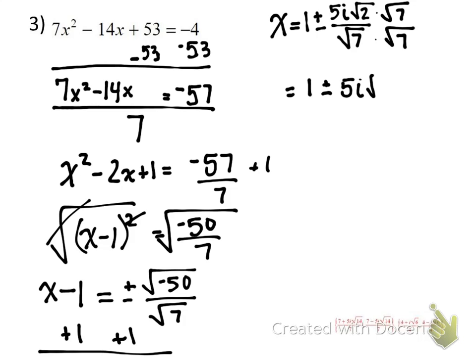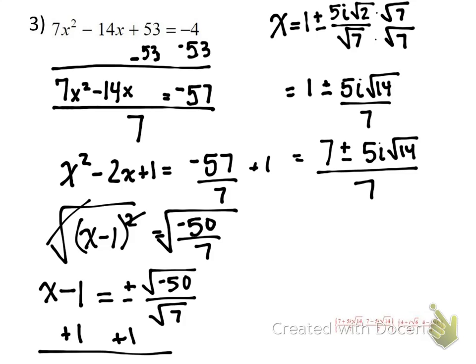5i rad 14 over 7. Now we could be done here, but we want to do one more step. We want to have the 1 have the same denominator as the 7, so we multiply that by 7, so it would be 7 plus or minus 5i rad 14 over 7. And that's the third answer. These are the solutions to this quadratic.